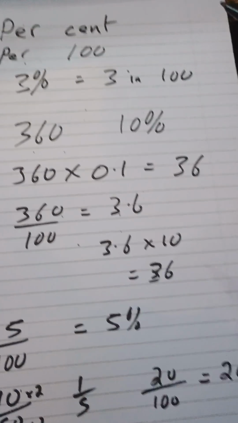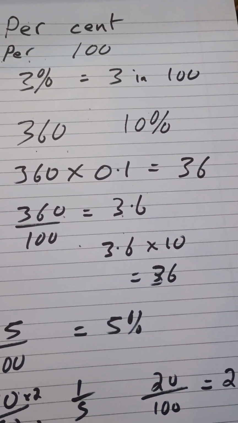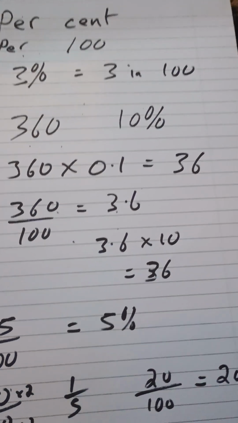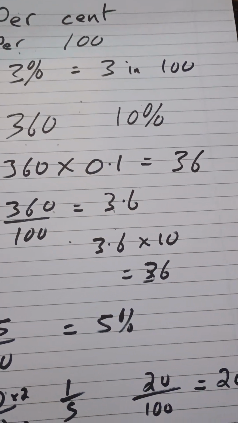So the first step is to realize that percent means out of 100. Hence, percentages are always shown with that little symbol, which means out of 100. We'll do some more work in the next video.